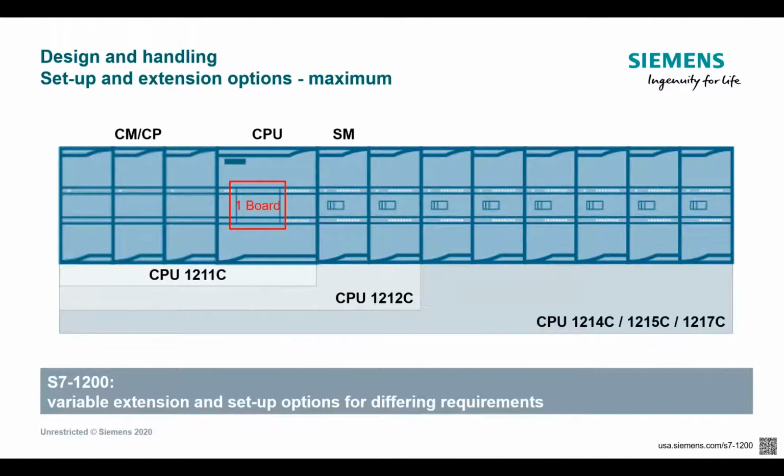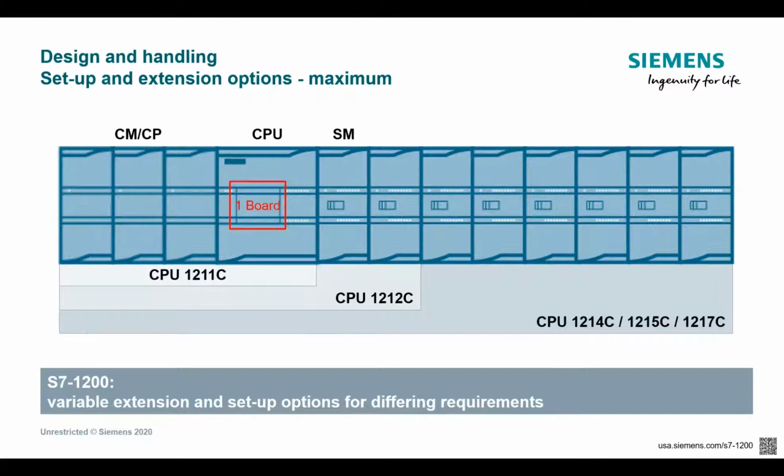So looking at the different rack configurations that you can build, as you get bigger processors, you have more space that you can add to the processor. So looking at this, the 1211, you can't actually add any I/O modules to it. The 1212, you can only add 2, and the 1214 through 1217, you can add 8. All processors let you put up to 3 communication modules on them, and all the processors have an option for 1 board in the processor itself.